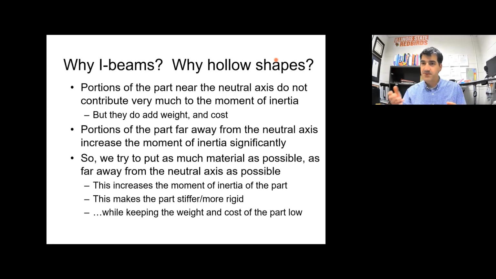The parts of the beam that are really close to the neutral axis don't really count for much because it's the height cubed. And those parts of the beam, if they're close to the neutral axis, that height h value is really small. So it doesn't really count towards the moment of inertia very much. So what we try to do is put as much material as possible far away from the neutral axis of the beam, and that increases the moment of inertia because we have the height cubed, and that makes a big difference when you have an exponent like that.